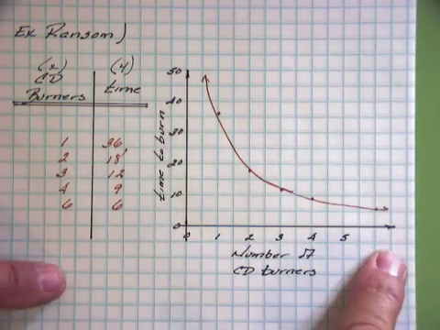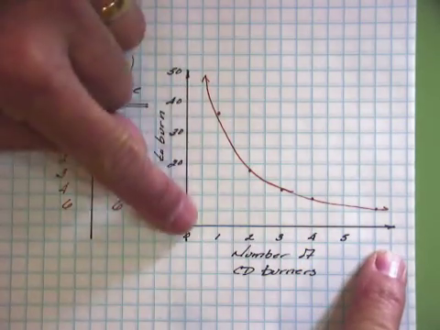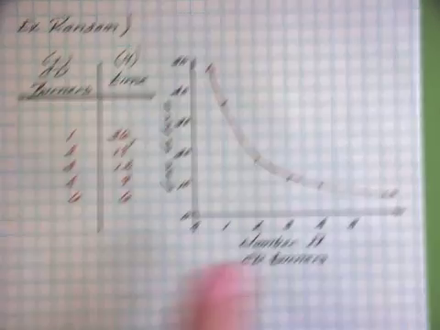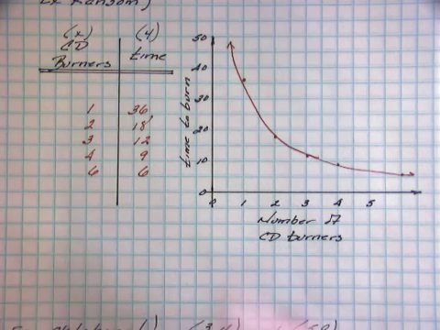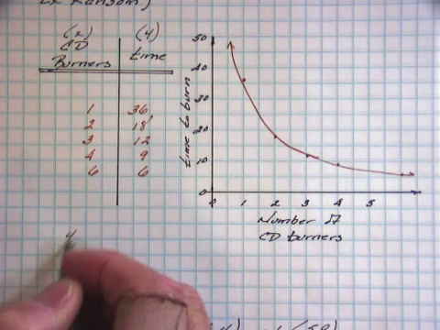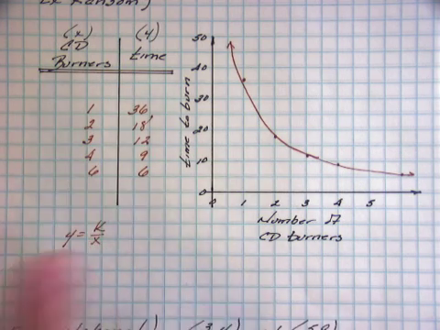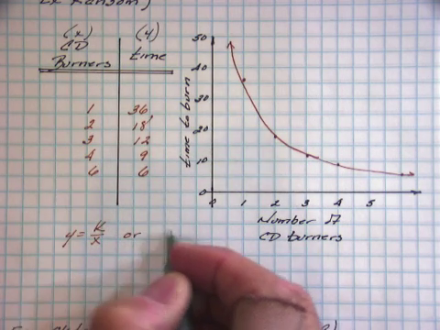That is a classic inverse variation function. Not linear, doesn't go through the origin, and the higher your input, the lower the output. So the more this goes along the x-axis, the lower the y value is. It drops down like that.